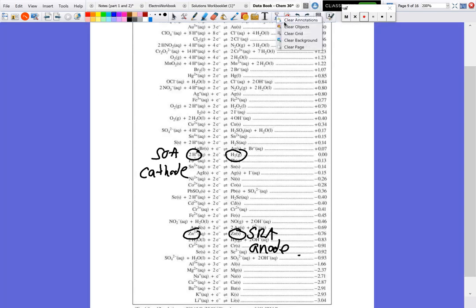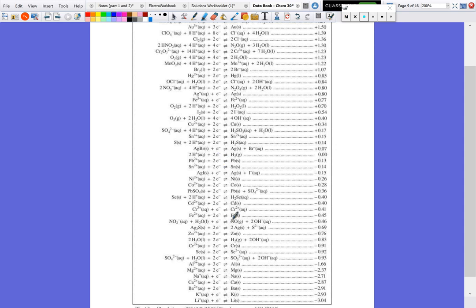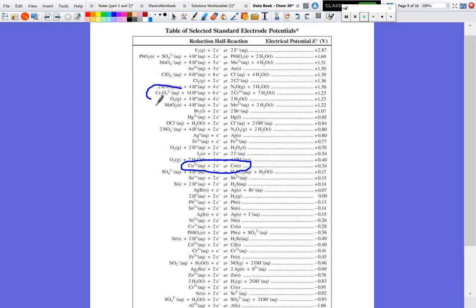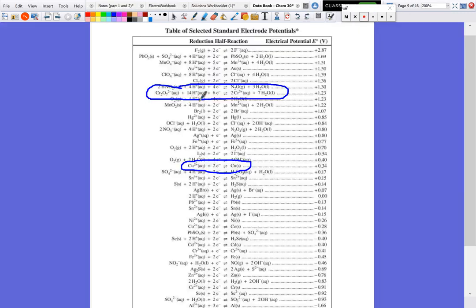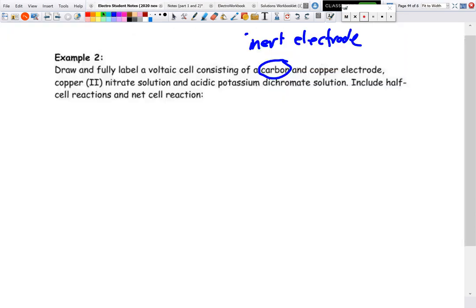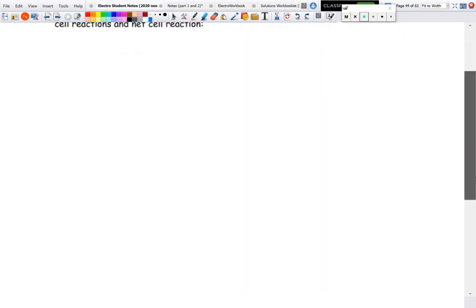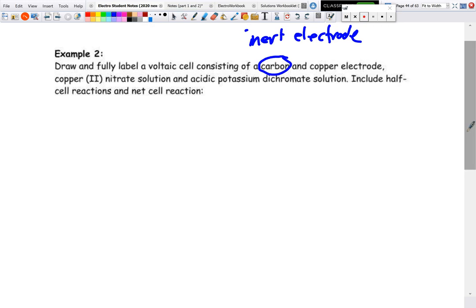If we check our data booklet, I can find copper(II), here we go, copper(II) and copper solid pair up nicely, right? And then with the other one, when we look at the entire half reaction involving dichromate, acidic potassium dichromate solution, absolutely, we have acid, we have dichromate, we have chromium, we have water, but there is no solid, so our carbon needs to go there. All right, I'm just going to let you try to draw this one on your own, and then in 3 seconds the answer will show up. Just give this one a go on your own.